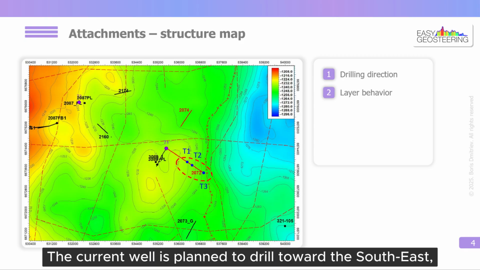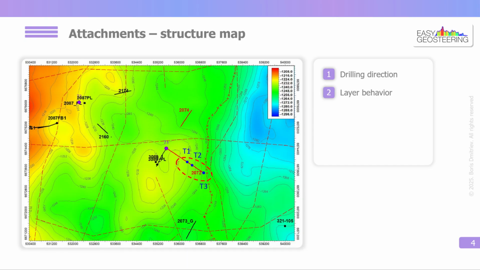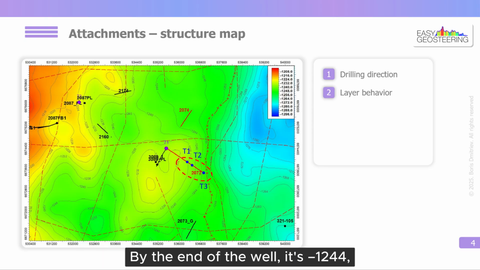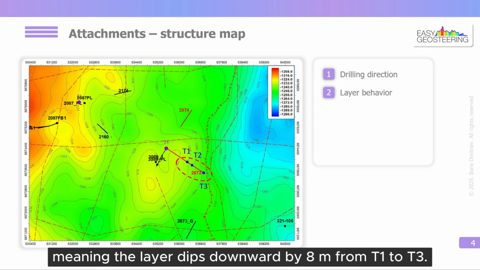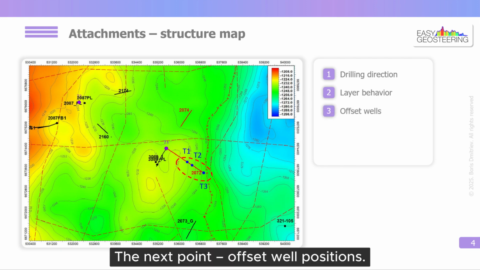The current well is planned to drill toward the southeast, and along the well path we anticipate the layer is dipping down. The strike line spacing is 4 meters, and near T1 point the predicted TVDSS of the top target is -1236. By the end of the well it's -1244, meaning the layer dips downward by 8 meters from T1 to T3. The next point, offset well positions.